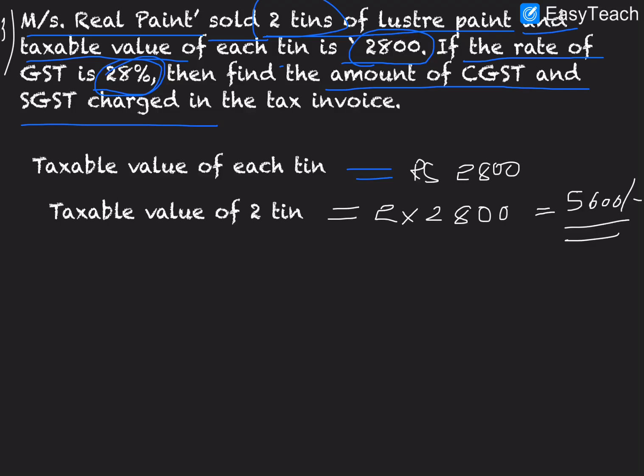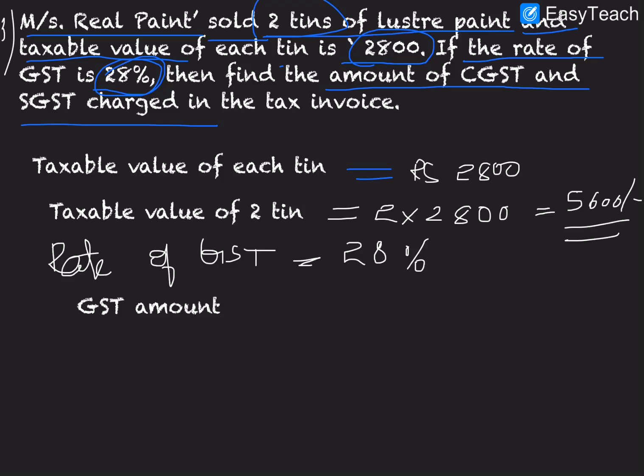Now what else is given? The rate of GST is given, that is 28%. Rate of GST is equal to 28%. So we know the rate. Now we can find from this rate the amount of GST. The rate means percentage, and we have to find it in money. How much money is 28% of the taxable value we have to find.